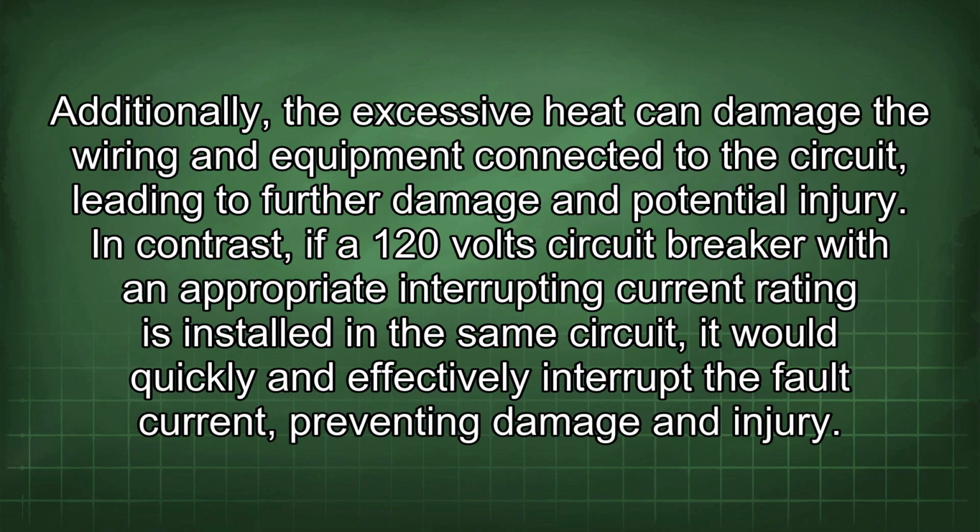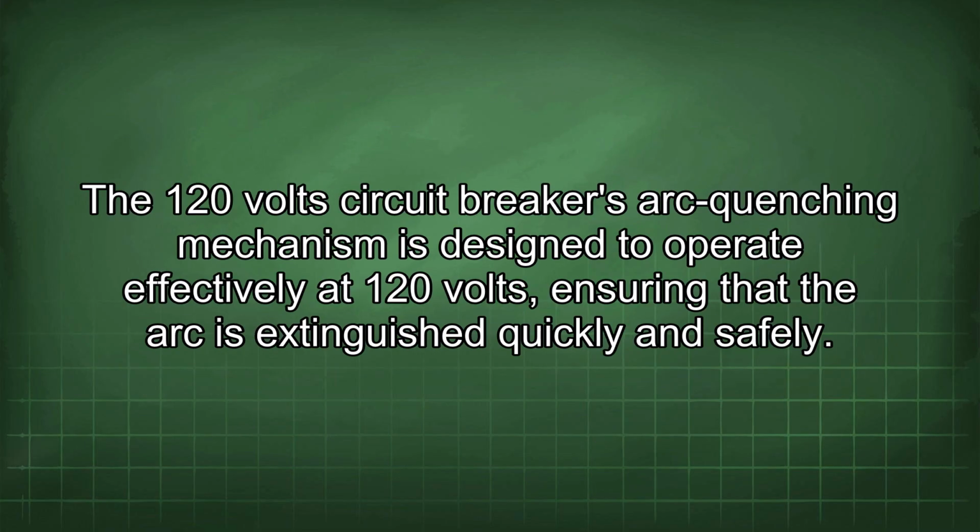Additionally, the excessive heat can damage the wiring and equipment connected to the circuit, leading to further damage and potential injury. In contrast, if a 120 volt circuit breaker with an appropriate interrupting current rating is installed in the same circuit, it would quickly and effectively interrupt the fault current, preventing damage and injury. The 120 volt circuit breaker's arc quenching mechanism is designed to operate effectively at 120 volts, ensuring that the arc is extinguished quickly and safely.